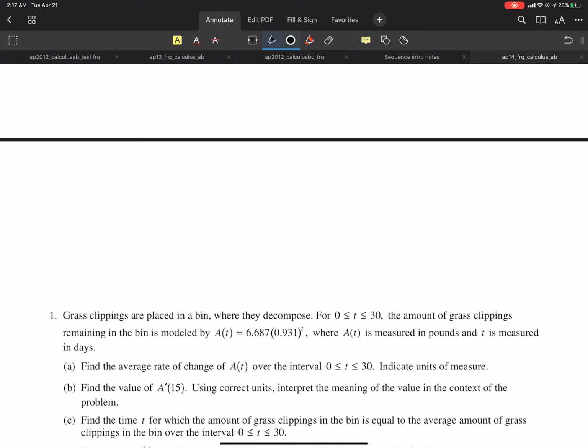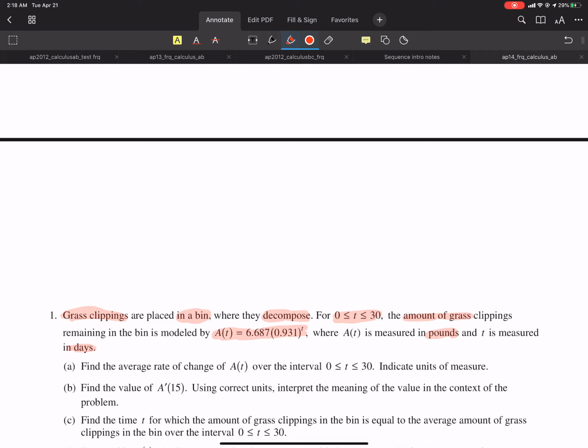So here we go. We are looking at grass clippings. They're placing them in a bin, so someone mows their lawn and puts them in a bin where they decompose. It's like a compost pile. It happens for 30 days, I believe. And the amount of grass, this is important. What does this A of T represent? It's actually the amount of grass. Units is pounds, T is days.